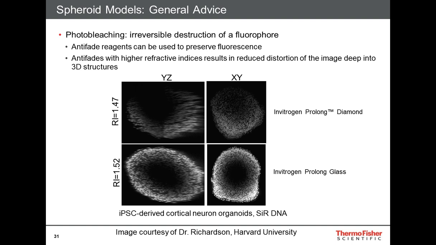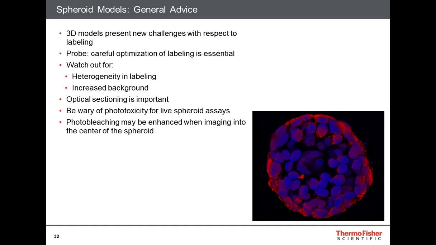ProLong Glass has a refractive index that's higher and better matched to that of glass, our glass coverslips. And so we see less light refraction. It gives us better penetration of our light in the Z direction, allowing us to better visualize cells on the interior of these larger structures. So this ProLong Glass is very valuable for this type of imaging.